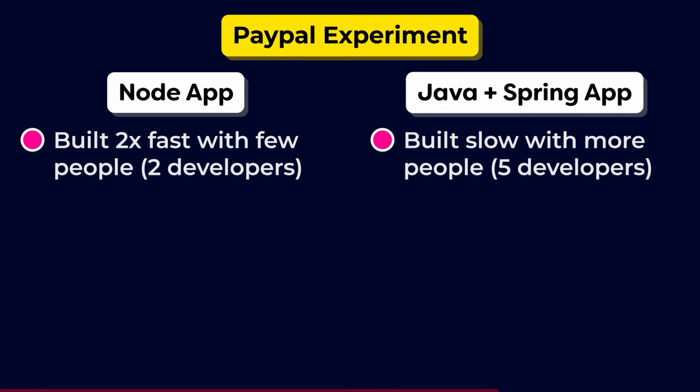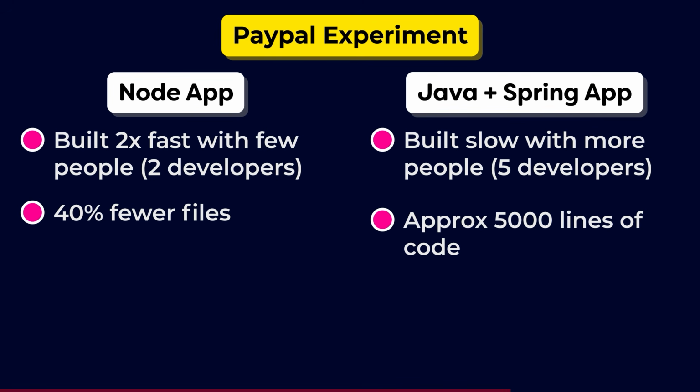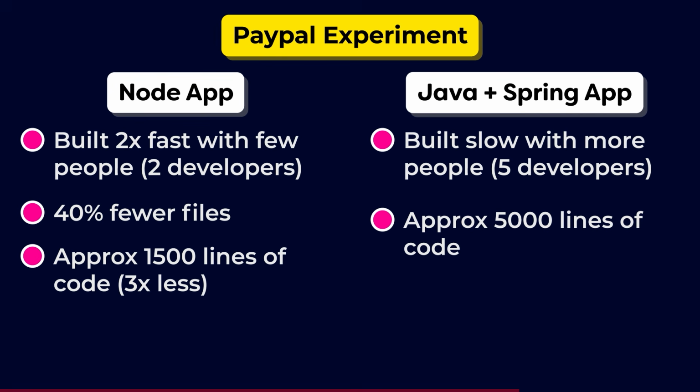Also, the Node application takes 40% fewer files. Also, in Java they have 5000 lines of code, but in Node.js they have only 1500 lines of code, which is 3x less. Also, the Node application is super fast, with a 35% faster response time than the Java application.